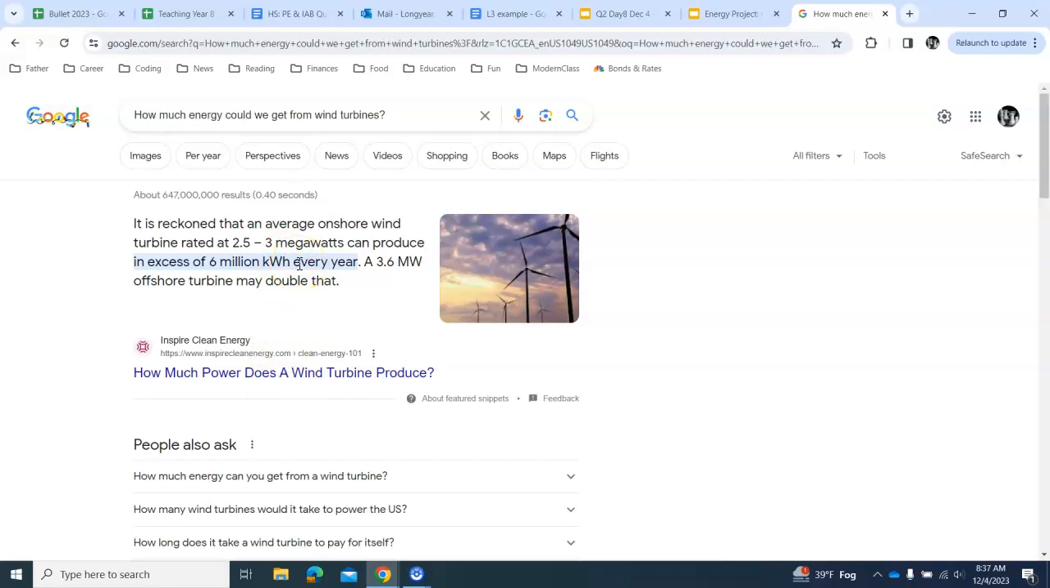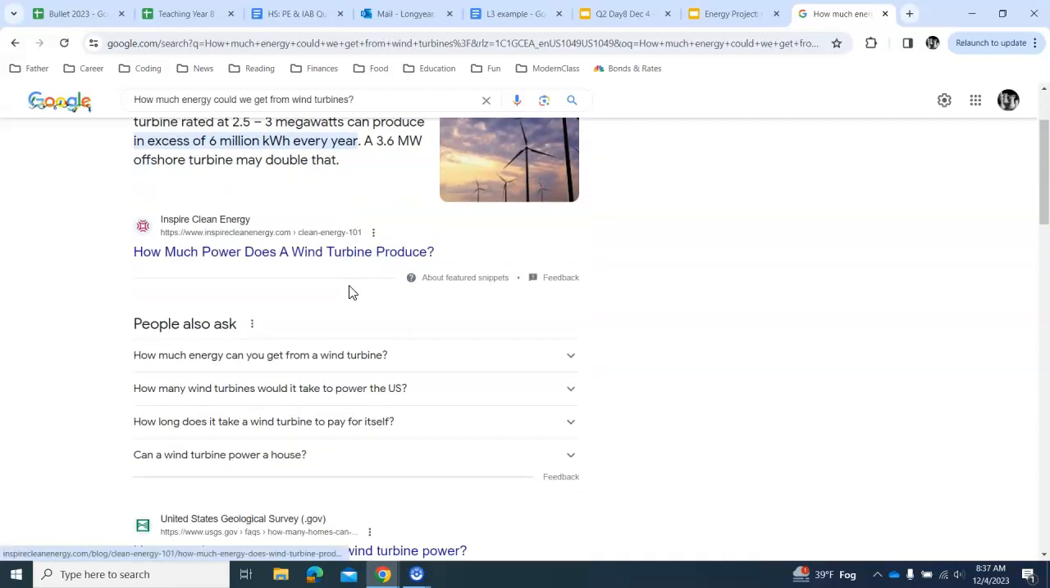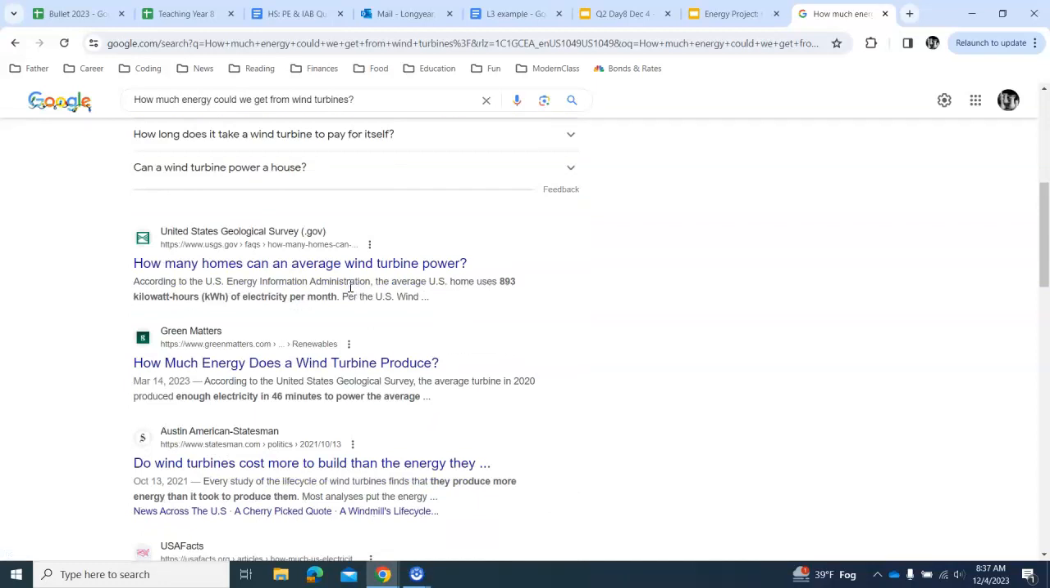The other thing I would pause about is the fact that this isn't true for all wind turbines. This is true for some really big wind turbines. So you might want to do a little bit of research to figure out, is this true for all wind turbines? So I think one website I would go to is actually the second one. It's from the government website, the United States Geological Survey, a .gov website. You can click on this one and see what it says.